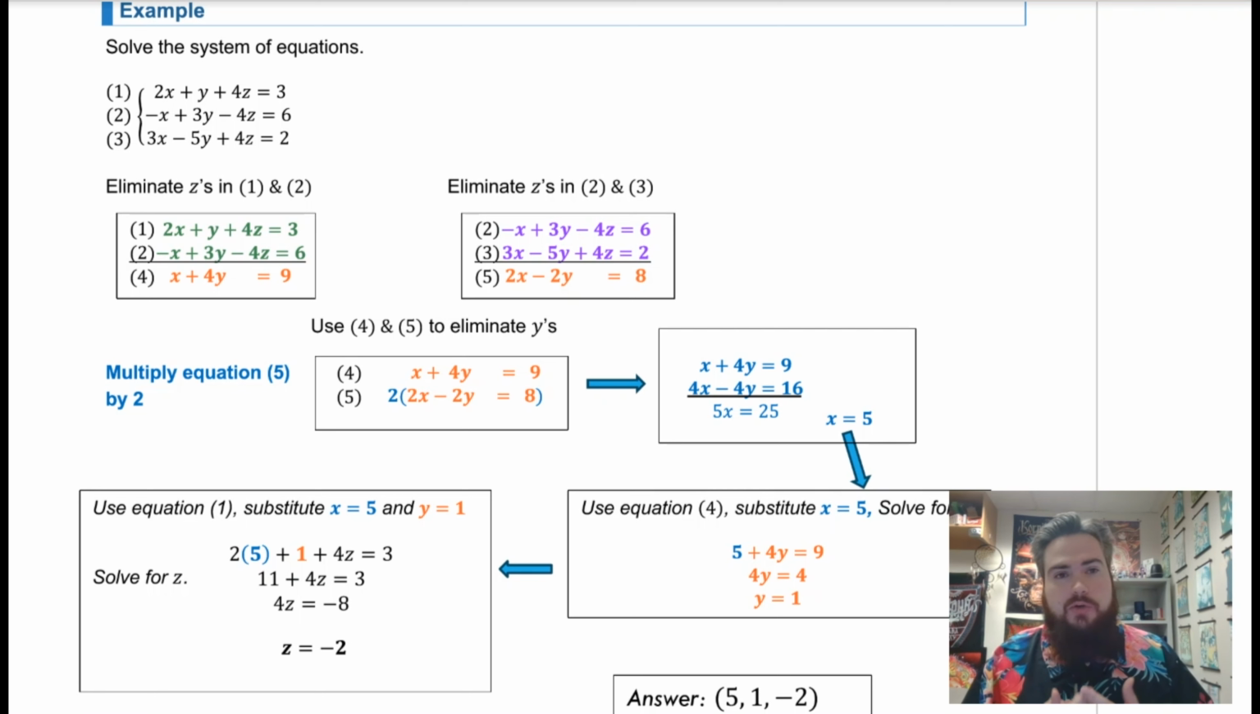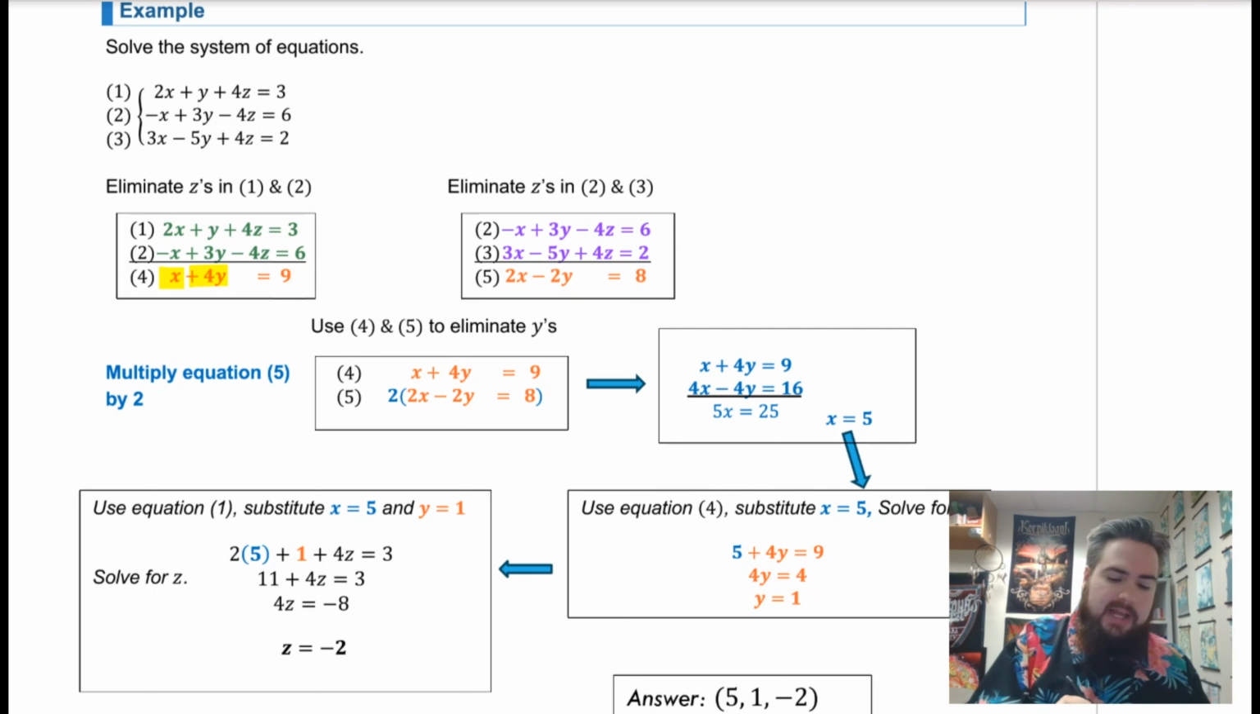Say, for example, if I take equations 1 and 2, if we were to take equations 1 and 2 and add them together, the terms with z, this plus 4z and minus 4z, will cancel out, and what you'll get is just the sum of the x and y terms as well as the constant on the right side of the equation. 2x minus x will give us a total of 1x, or just x. Y and 3y will give us a total of plus 4y. And on the constant side, we have 3, 6, which will make a total of 9.